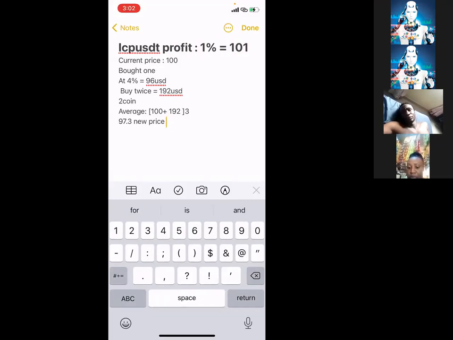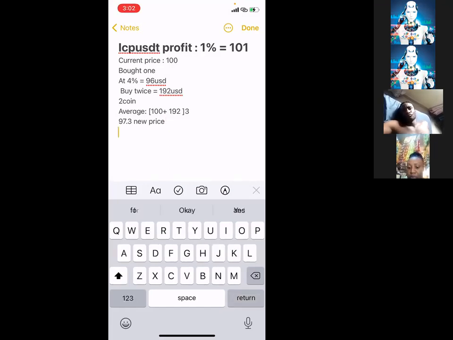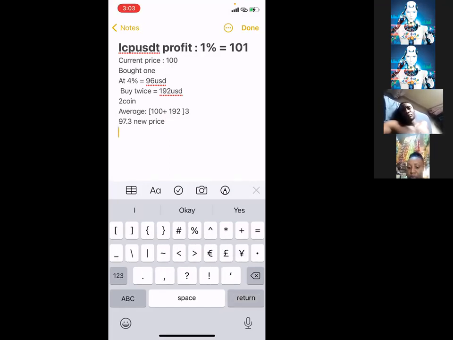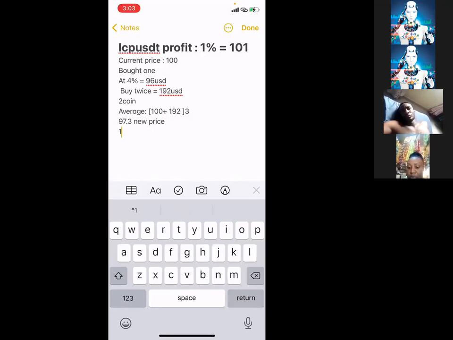Now, what he's saying now is this: if the market gets to, watch now, 97.3, what is 1% of 97.3? Very, very simple. Let's do the calculation. Okay. 1% profit will be 97.3 times 1 divided by 100. That will give you 0.973.